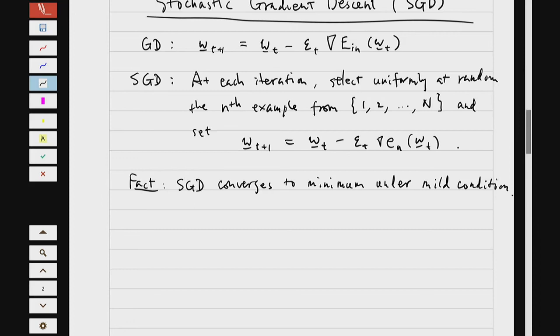Under mild conditions. Mild conditions. No, I mean like the word between minimum and mild. Oh, under. Okay. Here we go. Anyway.